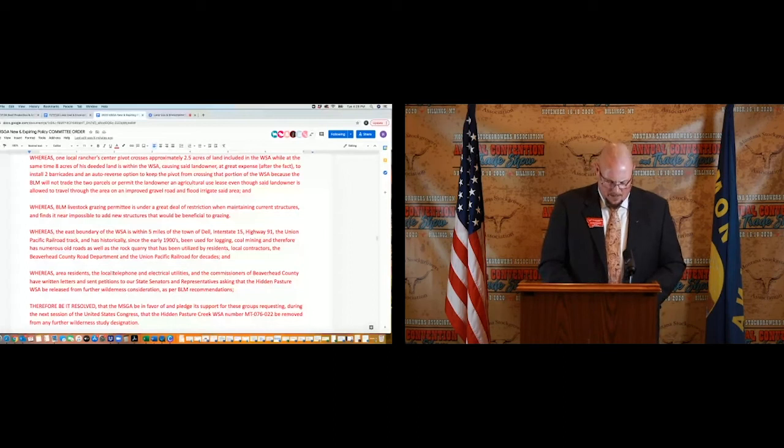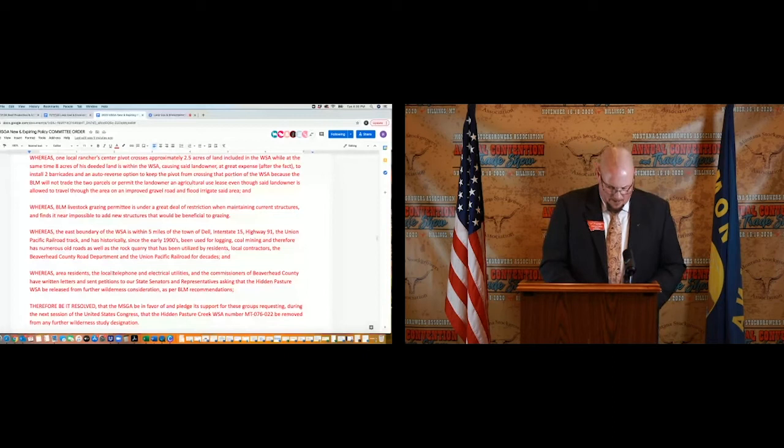Whereas the east boundary of the WSA is within 5 miles of the town of Dell, Interstate 15, Highway 91, the Union Pacific Railroad track, and has historically since the early 1900s been used for logging, coal mining, and therefore has numerous old wall roads, as well as the rock quarry that has been utilized by residents, local contractors, the Beaverhead County Road Department, and the Union Pacific Railroad for decades.